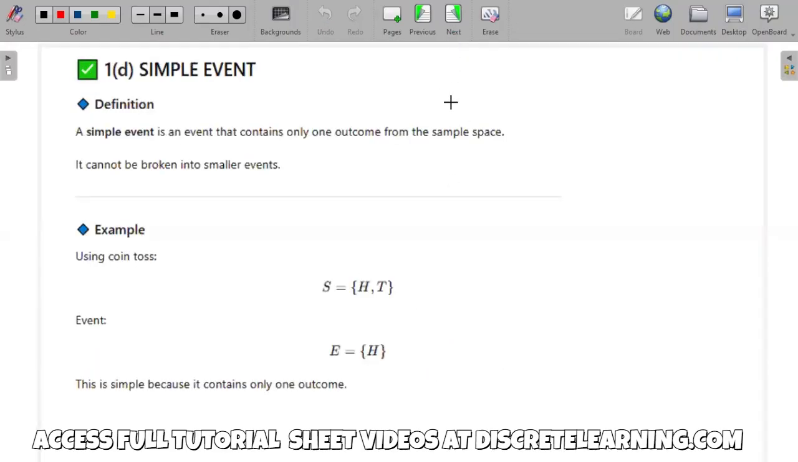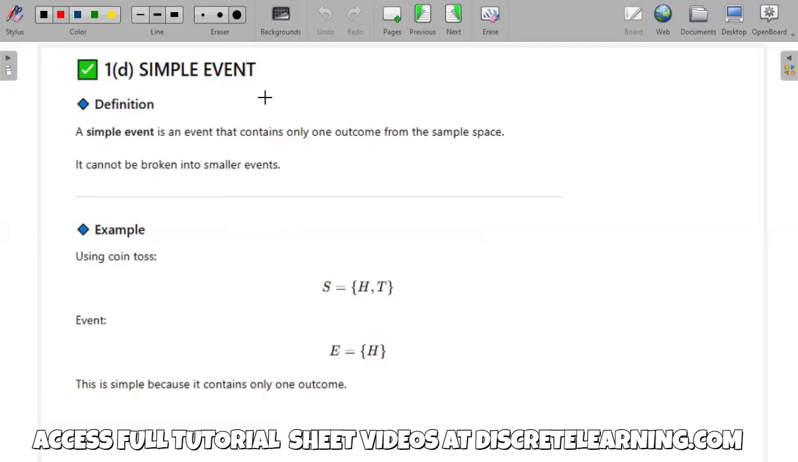Moving on, we look at the simple event. If you have any question, guys, please just unmute yourself and then you ask. So what is a simple event? Just from the word itself, it's saying simple. So a simple event is an event that contains only one outcome from the sample space.